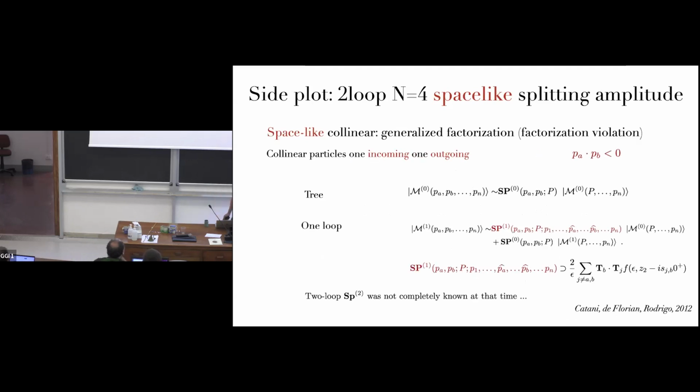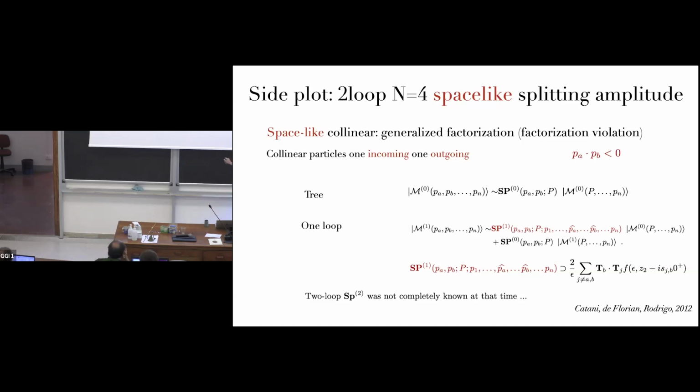But for space-like, this one is less simple. Let's consider one particle which is incoming and one particle which is outgoing. So suppose the two partons, one incoming and one outgoing, are almost in the same direction. This is called space-like. In Minkowski signature, this PA·PB is negative instead of positive. So Catani shows that you have some generalized factorization.